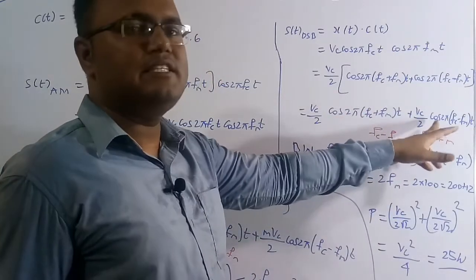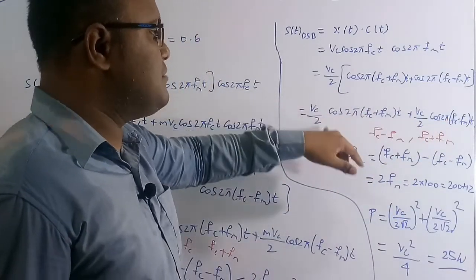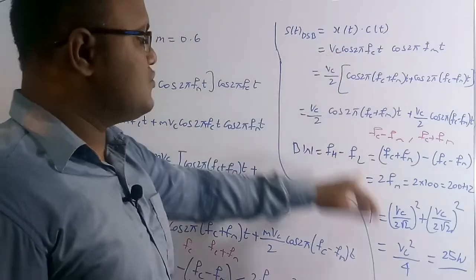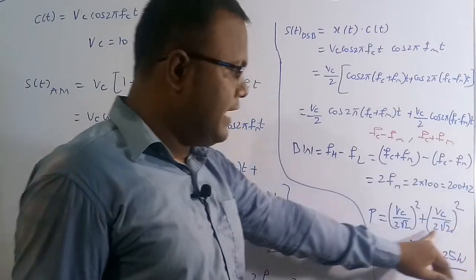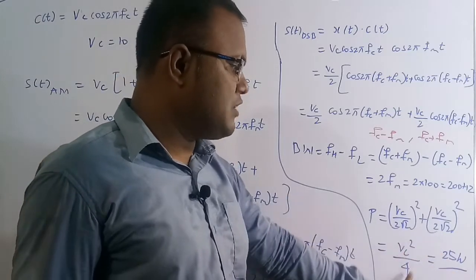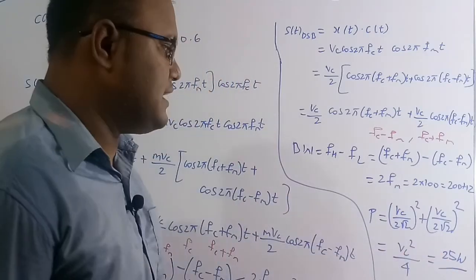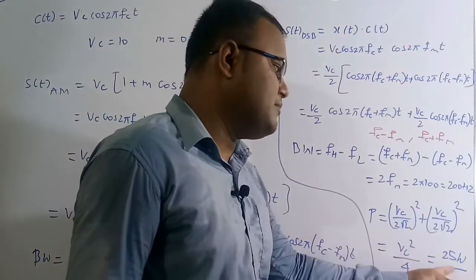So there are only two signals. So the RMS value of the first signal is Vc by 2 root 2, we need to do the square. And similarly the second signal also Vc by 2 root 2 whole square. And if you do this one, we are going to get Vc square by 4. We know the value of Vc, which is 10. So 10 square by 4 is nothing but 25 watt.